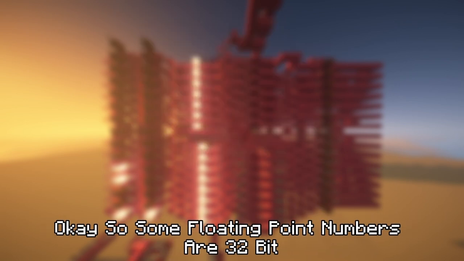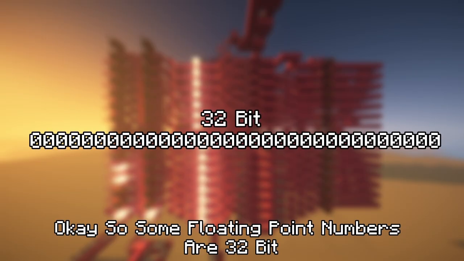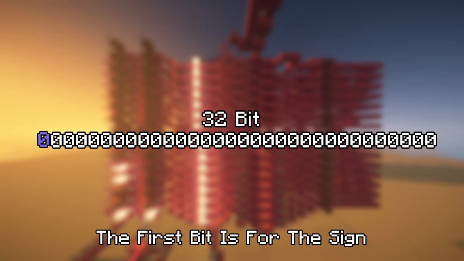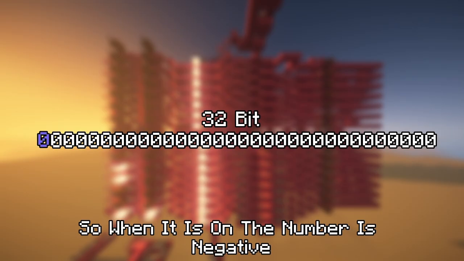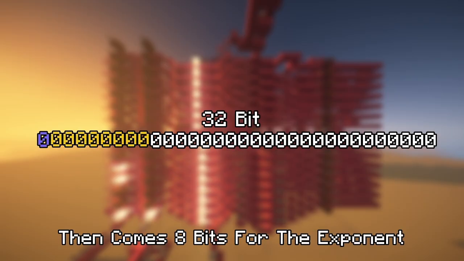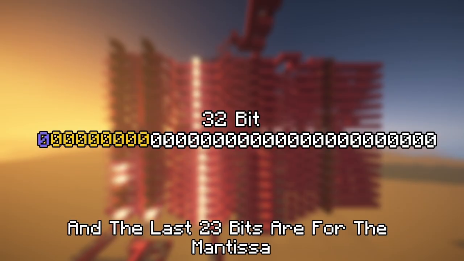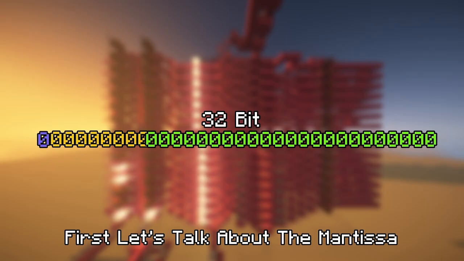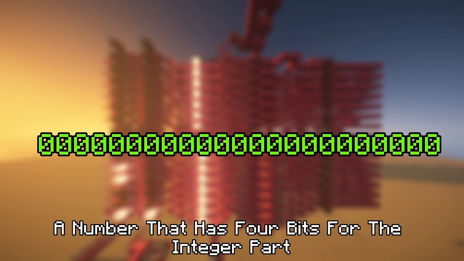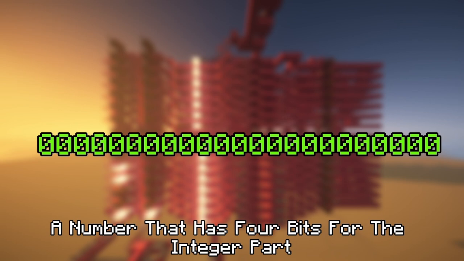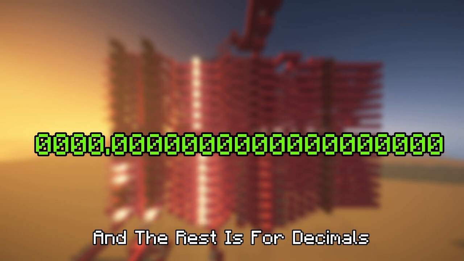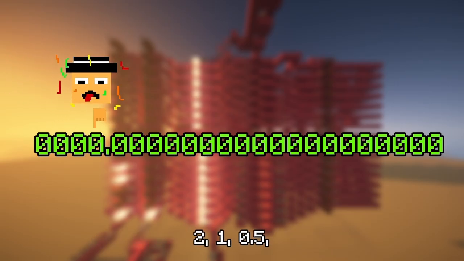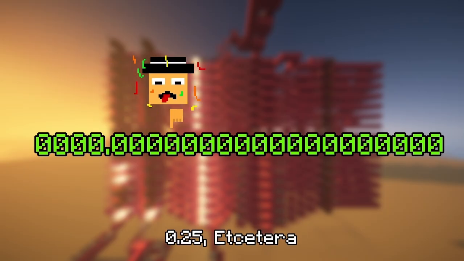Okay, so some floating point numbers are 32-bit, so they have 32 bits. The first bit is for the sign, so when it is on, the number is negative. Then comes 8 bits for the exponent. And the last 23 bits are for the mantissa. First, let's talk about the mantissa. It's basically a number that has 4 bits for the integer part and the rest is for decimals. So the first bit is 8, then 4, 2, 1, 0.5, 0.25, etc.